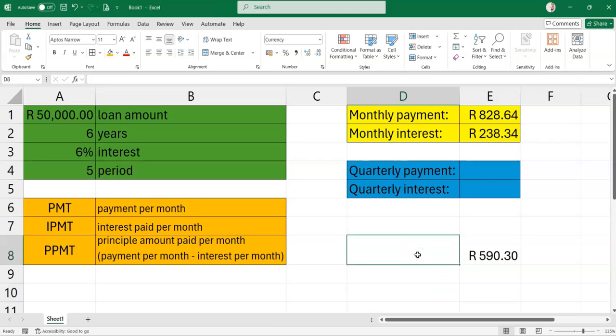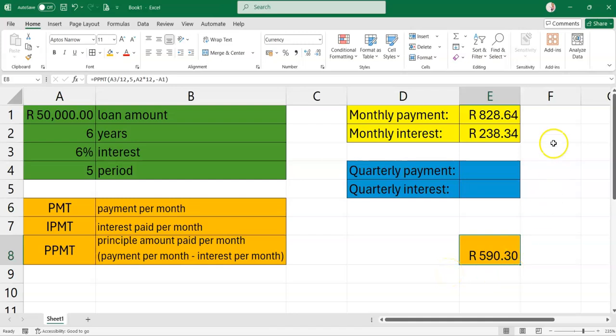Okay, so I hope you understand how they got to the 590 Rand and 30 cents. It's your monthly payment minus your interest, so it gives me the principal amount. What am I actually paying without interest? Alright, let's quickly talk about quarterly, which is more or less the same.